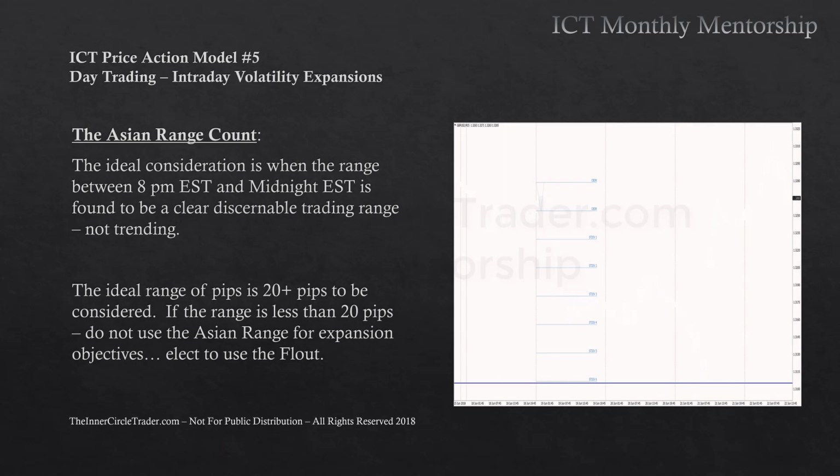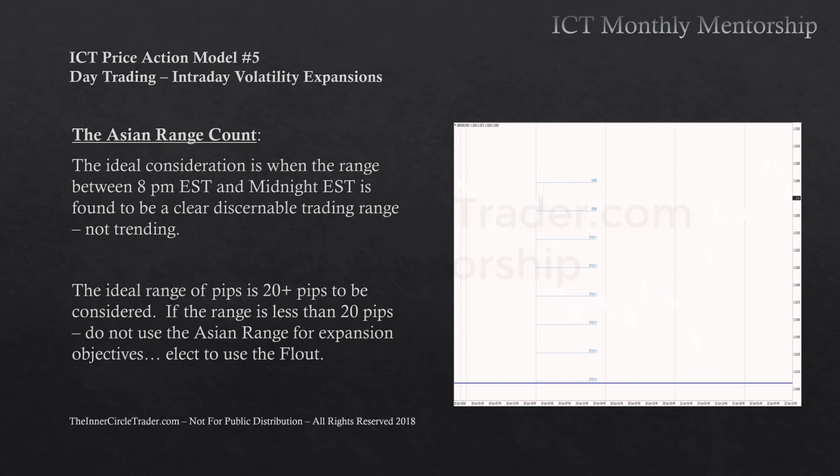The Asian range count, again, the ideal consideration is when the range between 8 p.m. New York time and midnight New York time is found to be in a clear, discernible trading range. Again, same situation in terms of defining what makes it a range and not trending was mentioned in the central bank dealer's range portion just a moment ago. The ideal range of pips is 20 plus pips to be considered.